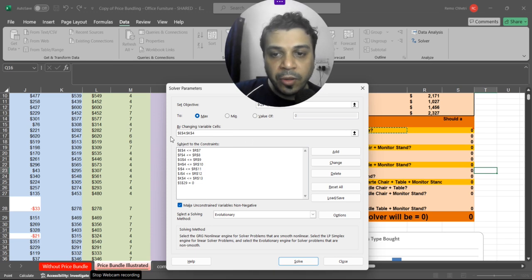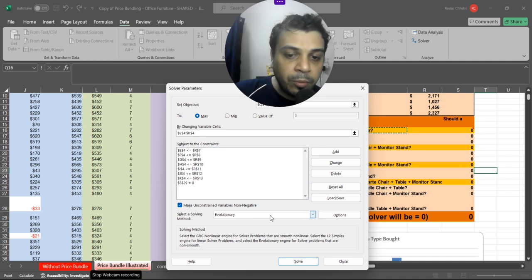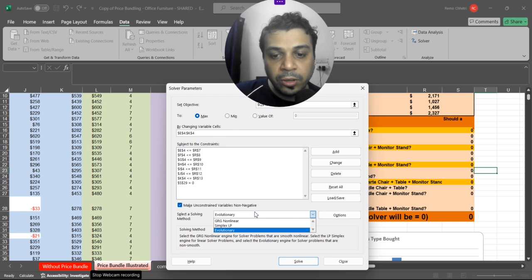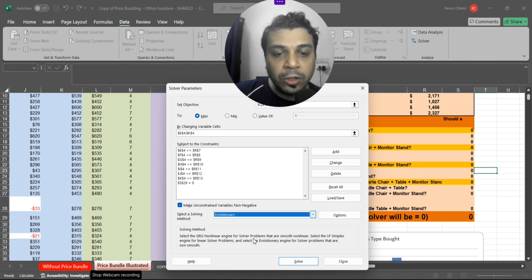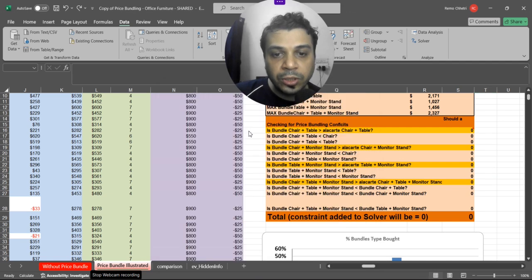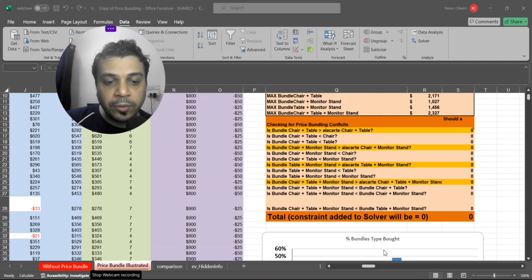Once we have provided all the constraints, this particular sum should also be 0, which is going to take care of all these constraints. Once this has been run, and by the way, we have to choose an evolutionary algorithm here because we don't have a simple linear problem that's going to work very well. So this is our evolutionary algorithm, and you can jump into options here and take a look at some of the options that you have.